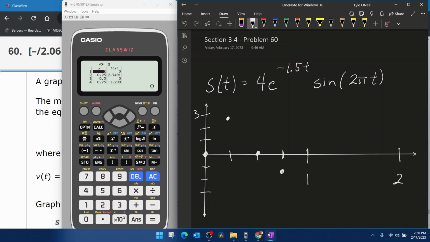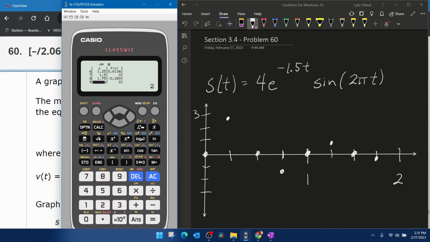And then if I scroll down on my calculator, 1 is back at 0. 1 1/4, that would be here, is 0.6 approximately, so not far above the x-axis. 1 1/2, we're back at 0. 1.75, negative 2.3 approximately. So we're getting really close to the x-axis. And then at 2, we're back at 0.